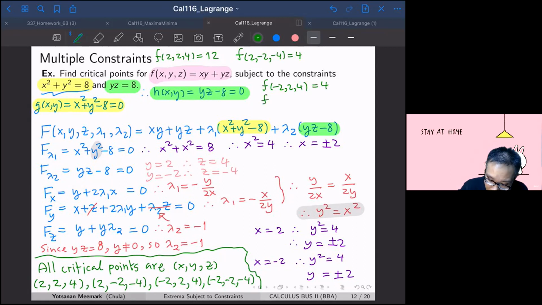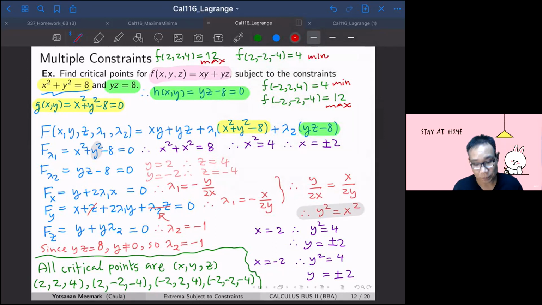And finally, f at (negative 2, negative 2, negative 4). For this one, it's going to be 4 plus 8, so it's going to be 12. Okay, so you see that you have a maximum and a minimum. So this one will be max, min, min, max, from each critical point.